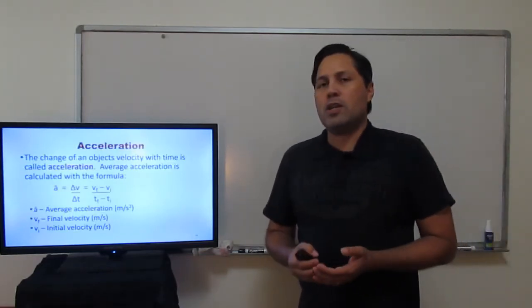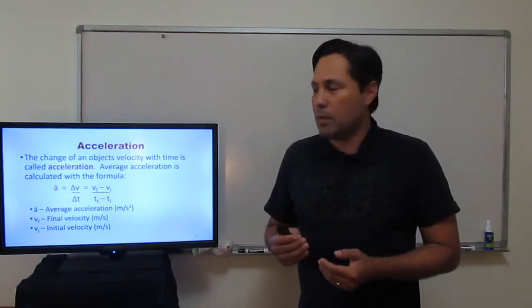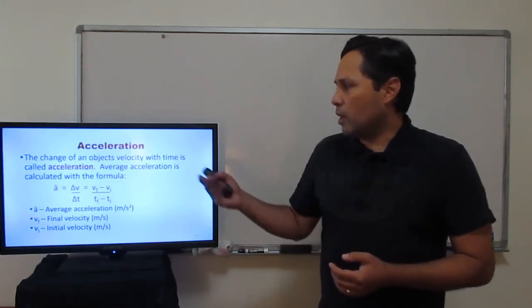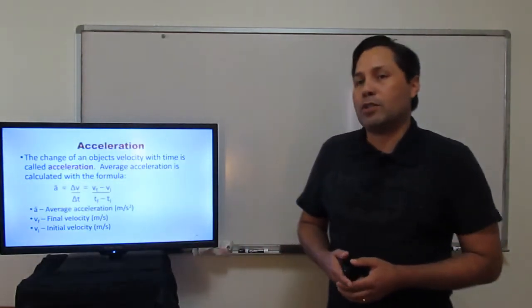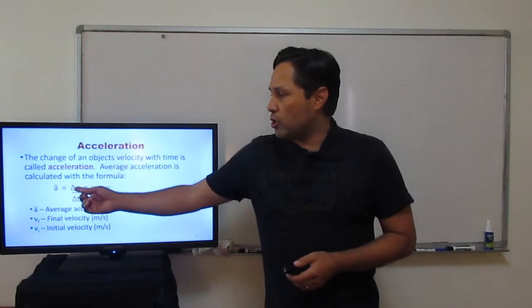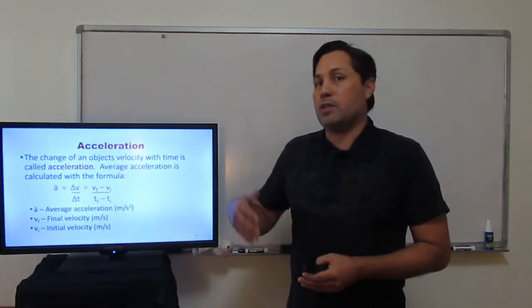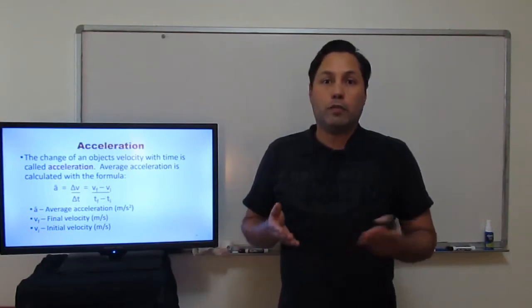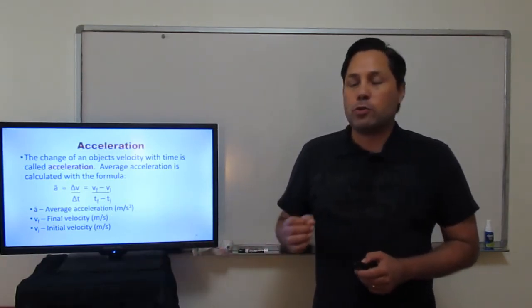What is acceleration? Acceleration is the change of velocity of an object over time. Acceleration is calculated by this formula right here, where a with a line on top is the average acceleration, which is the change in velocity over change in time. Now, change in velocity is velocity final minus velocity initial, and the change in time is time final minus time initial.